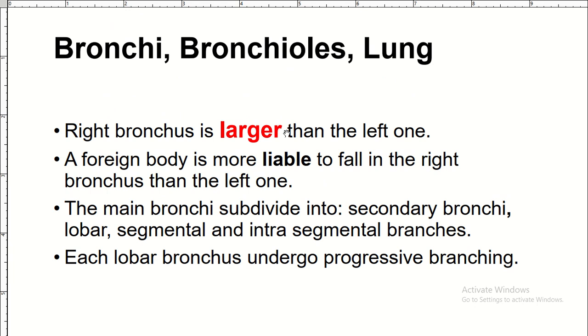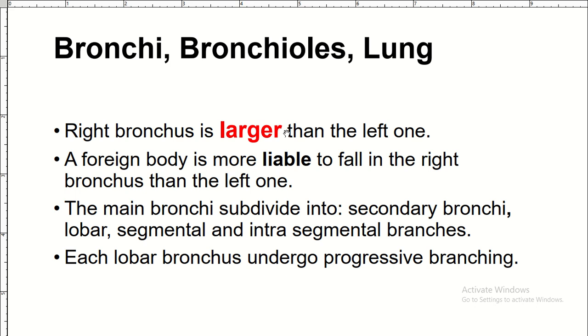Now let's go to the bronchi, bronchus, and lung. You're going to have the right and the left bronchi. The right bronchus is going to be vertical, short, and broad. The left bronchus is going to be narrow, a bit more horizontal, and long. So the right bronchus is larger than the left one, and it is vertical.